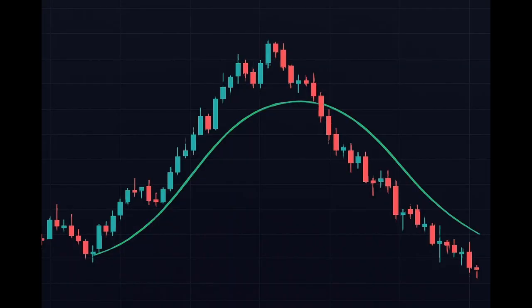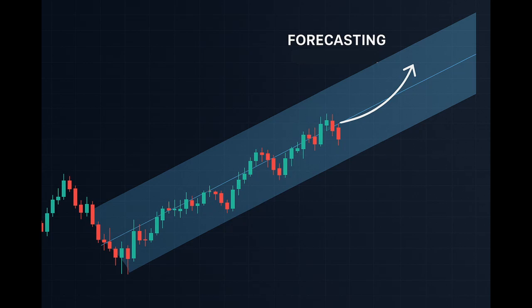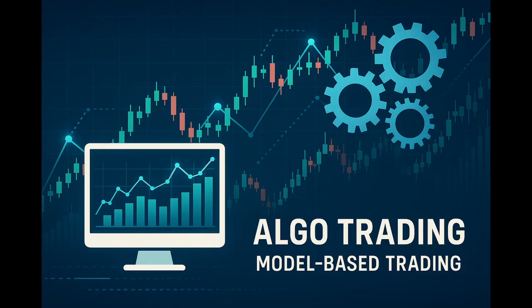version. When we add standard deviation bands around it, we get a regression channel. This lets you see when price is statistically overbought or oversold, when price has strayed too far from the trend. In other words, it turns a simple line into a reliable mean reversion tool. You can also use linear regression for forecasting by extending the line into the future to predict potential price direction. It's not a crystal ball, but it offers a statistically grounded outlook, especially useful in algorithmic or model-based trading.